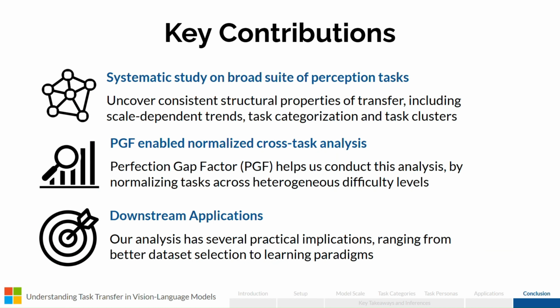To summarize, we present a systematic study on a broad suite of perception tasks. We introduce a new metric to compare task transfer, as well as present a downstream application for better dataset selection. We hope this analysis would be helpful for future practitioners.